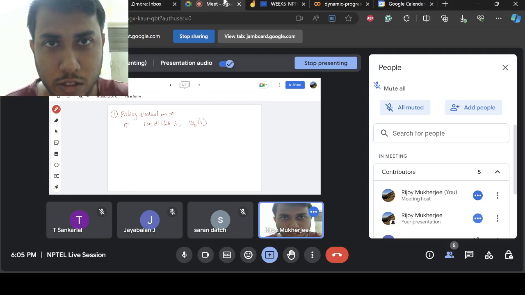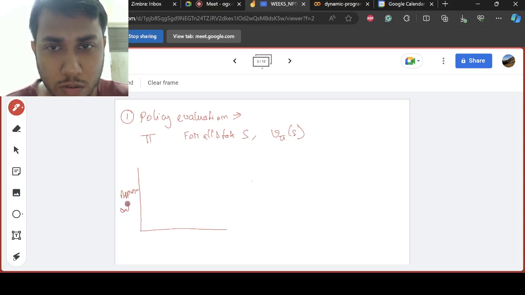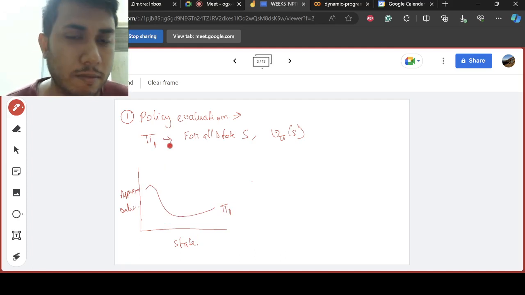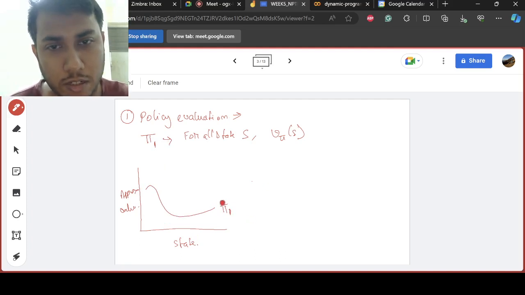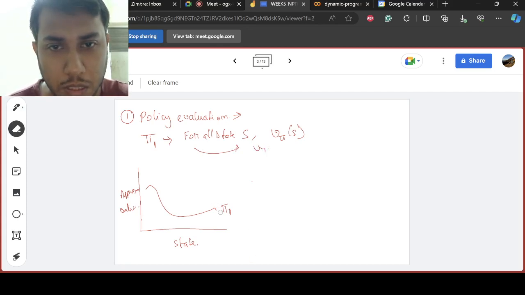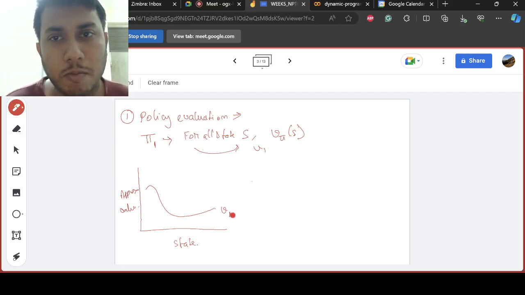Okay, so let me share a graph. Suppose this is your approximate value and these are your states. Suppose this is your value function for pi 1, the first value function you have derived. Let me term it as v1. So you have got a value function v1 for this policy pi.